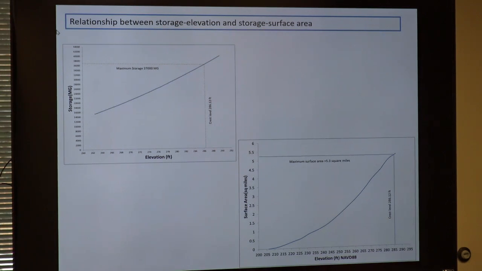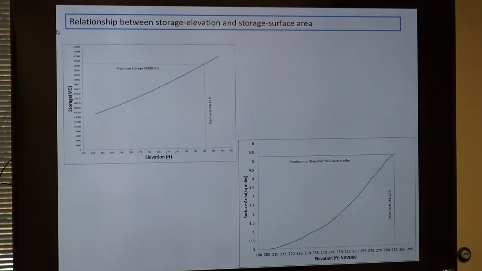So the graph here, I'm going to read what the x-axis and y-axis is. The graph on the left is the storage versus elevation. In fact, both of them are: the bottom is surface area versus elevation, the top one is storage versus elevation. And it's primarily showing what the maximum storage is and at what elevation the maximum storage is.